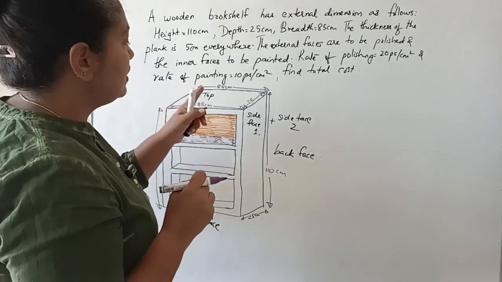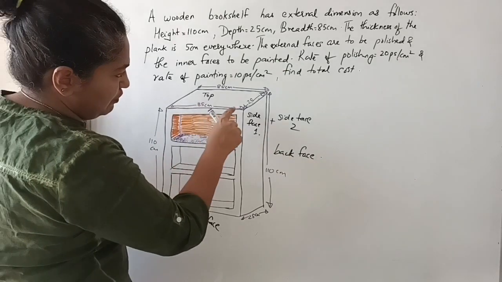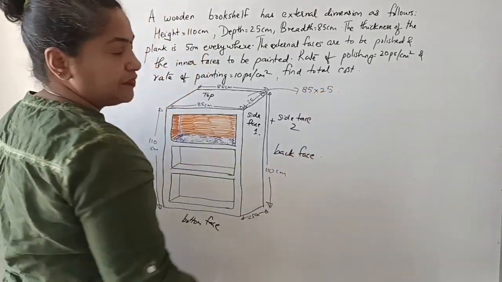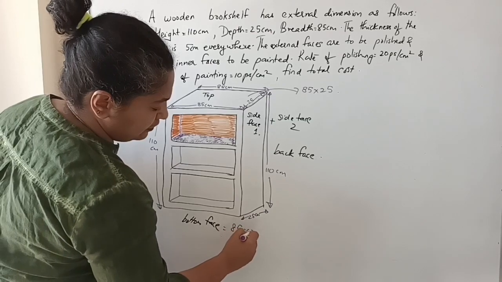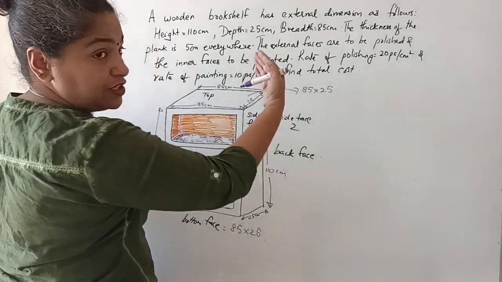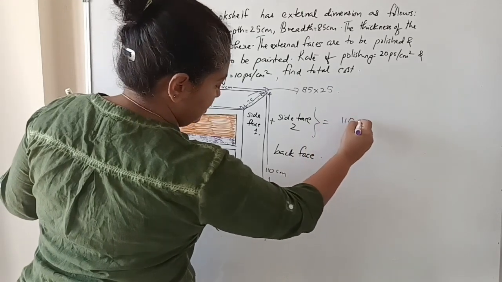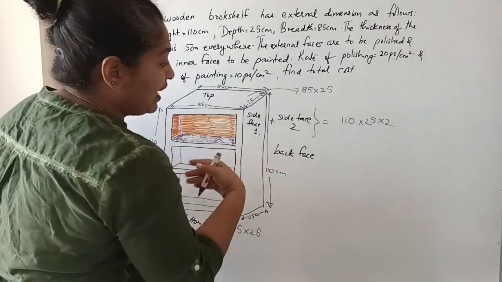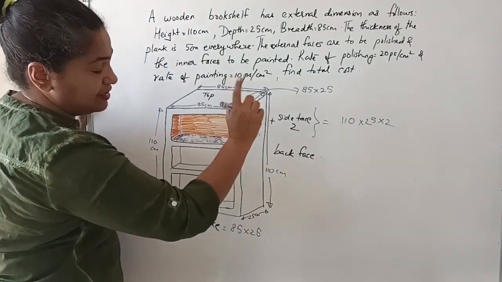Okay. Now, the top face. What is the area of the top face? I can see that the top face has a length of 85 and a breadth of 25. The top face has an area of 85 into 25. Right. Bottom face also has an area of 85 into 25. The side face has a breadth of 25 and a height of 110. So side face 1 and side face 2 both have an area of 110 into 25. Because there are two faces, I multiply it by 2. Right? Now I have a back face, whose length is 85 and the height is 110.